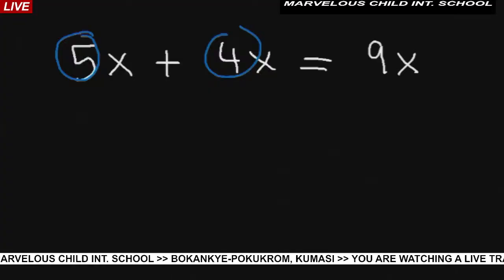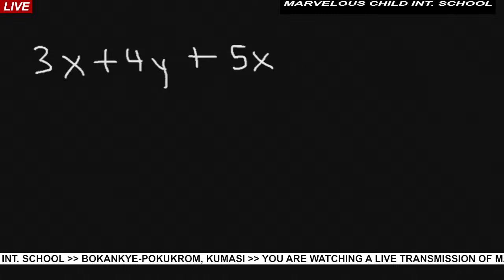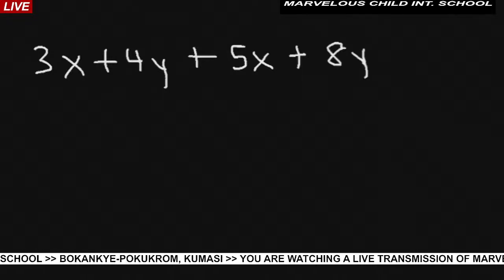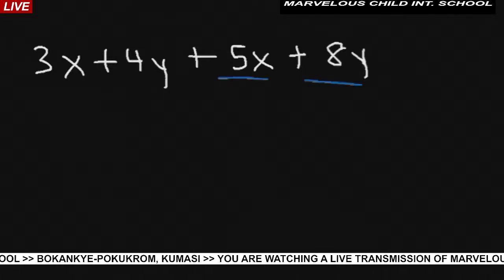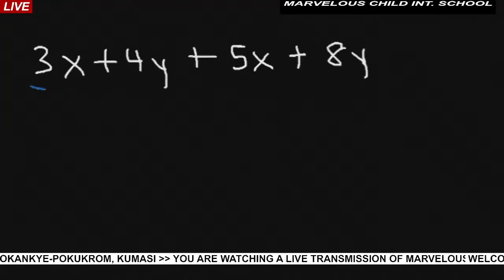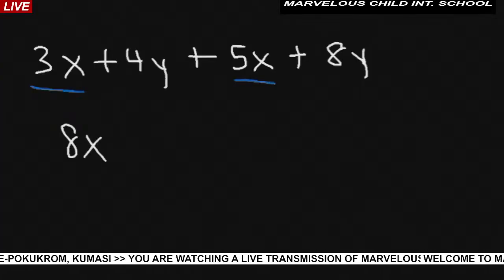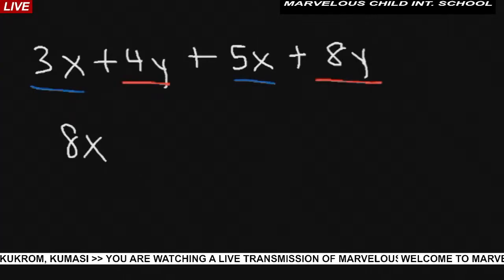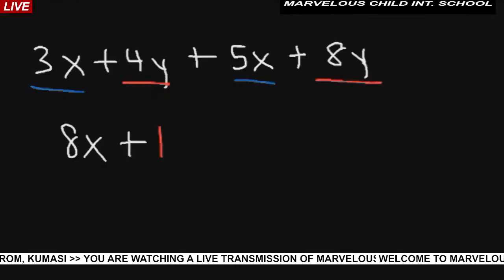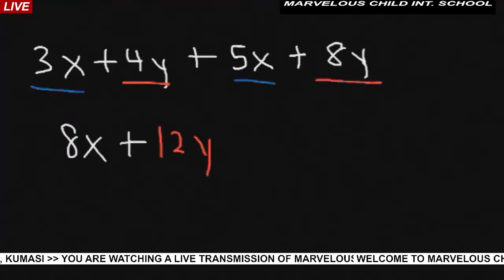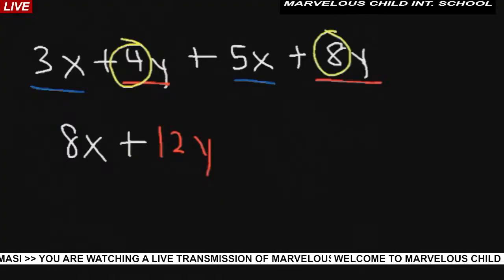Now let's say if you have another expression, 3x plus 4y plus 5x plus 8y. You can't add 5x and 8y because they're not like terms. However, you can add 3x and 5x. That's going to equal 8x. And you can also add 4y and 8y. That's going to be 12y. So you can add the coefficients of like terms.